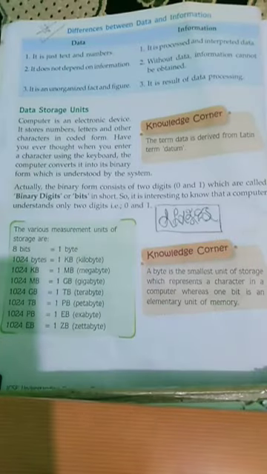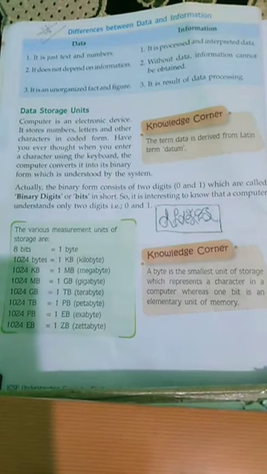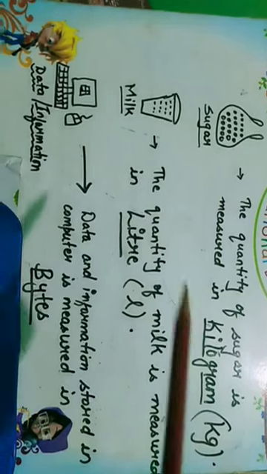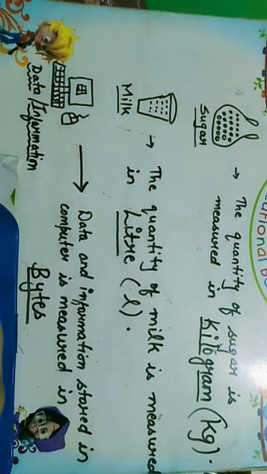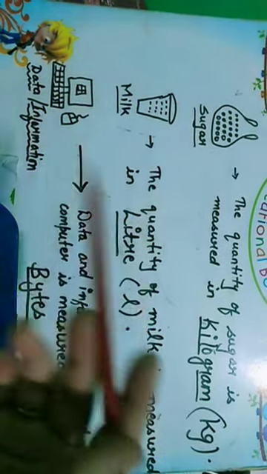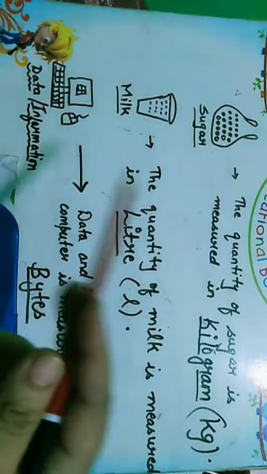Now children, the data is stored in the computer memory in the form of bits and is measured in bytes. Okay, to make it more clear, I will ask you a few things. Suppose you go with your mother to a grocery shop to buy some sugar. Simple, you will say, please give me 2 kgs or 3 kgs of sugar. Yes or no? Why? Sugar is measured in kilogram.